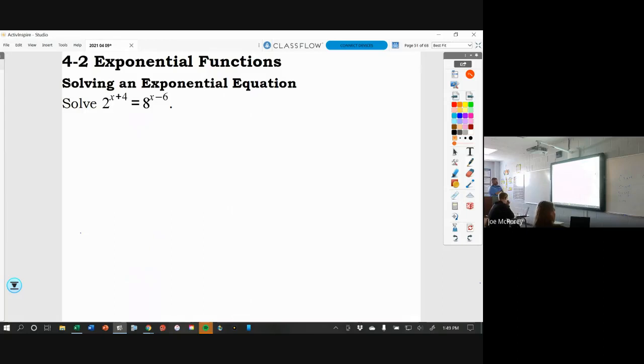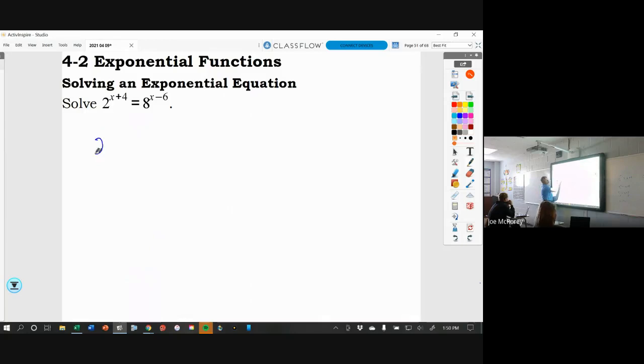Can you write 2 in a different base? No, you can't. It doesn't get any smaller. Can you then write 8 as a base 2? Yes. 2 to the 3rd power.